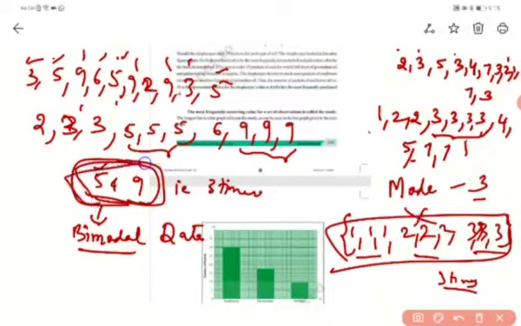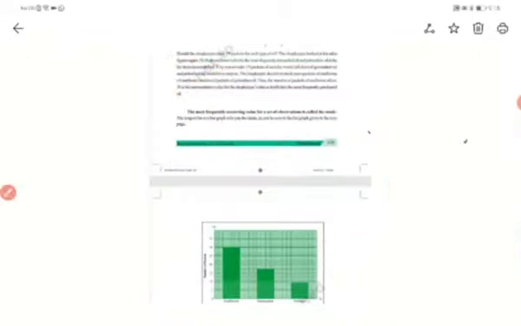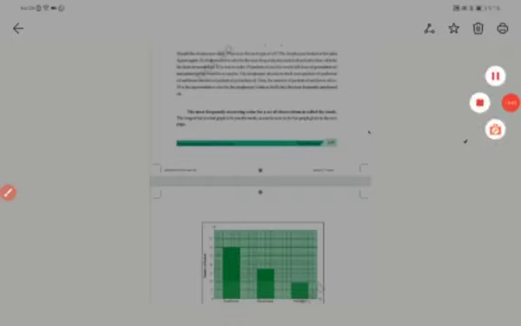If you have two modes, you call that bimodal data. If you have a data set in which all values occur an equal number of times, then you don't have any mode for this data set. Alright, so remember these things, and let's go for some exercise problems, 2 to 3 exercise problems.